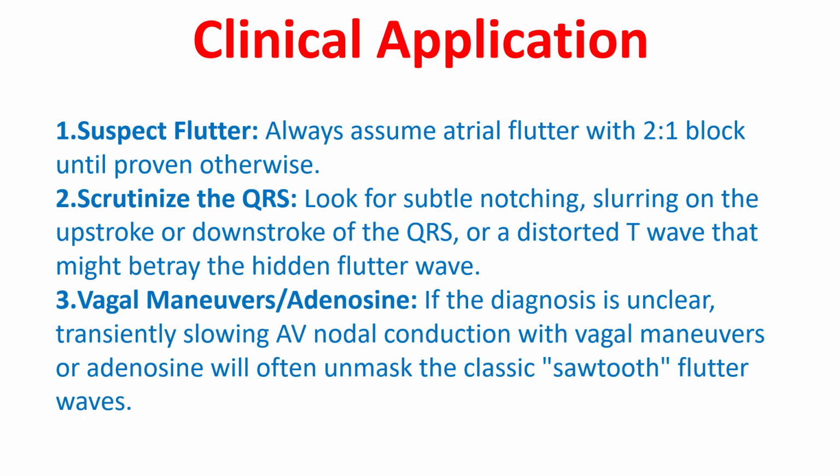Scrutinize the QRS. Look for subtle notching, slurring on the upstroke or downstroke of the QRS, or a distorted T wave that might betray the hidden flutter wave. Vagal maneuvers or adenosine. If the diagnosis is unclear, transiently slowing AV nodal conduction with vagal maneuvers or adenosine will often unmask the classical sawtooth flutter waves.